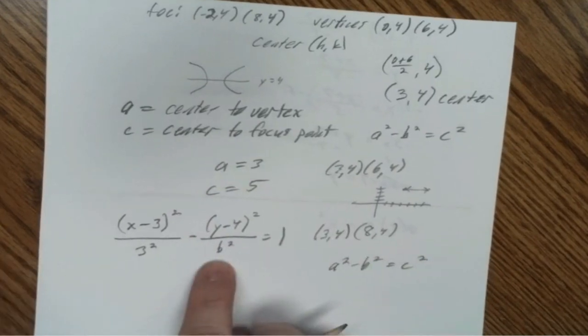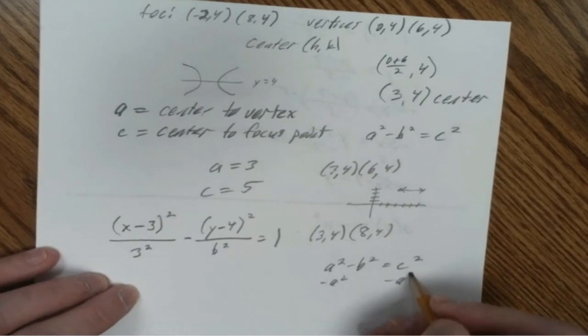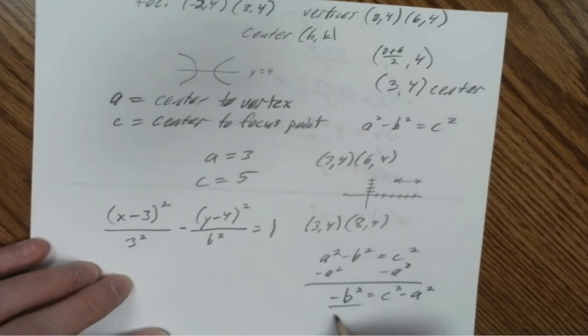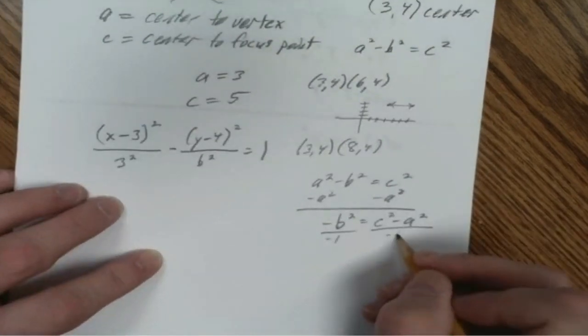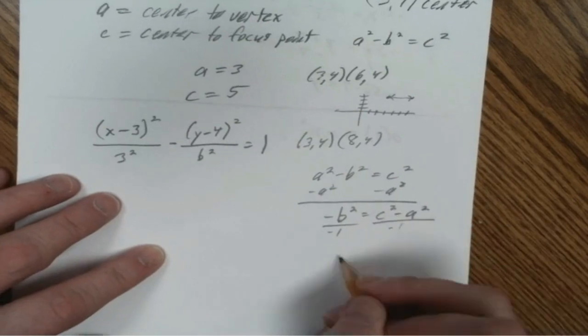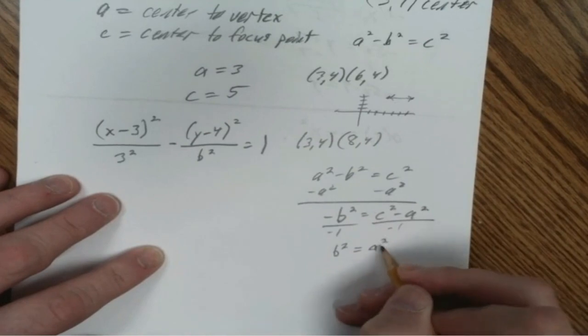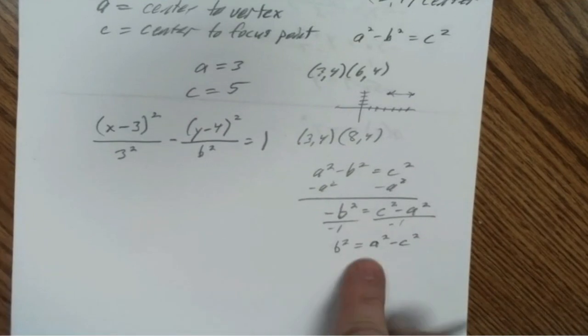We need to know what b squared is, so let's subtract a squared from both sides. That gives us negative b squared equals c squared minus a squared. We divide both sides by -1 because we don't want negative b squared. We want positive b squared. So that changes the sign of both these. This becomes a negative and that becomes a positive. So b squared, since a is positive, we'll put it first. We'll just rearrange, it doesn't matter. So b squared equals a squared minus c squared.